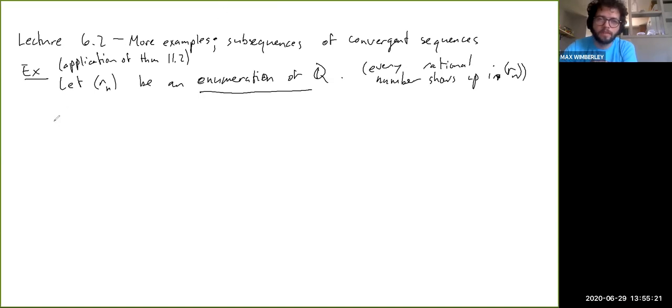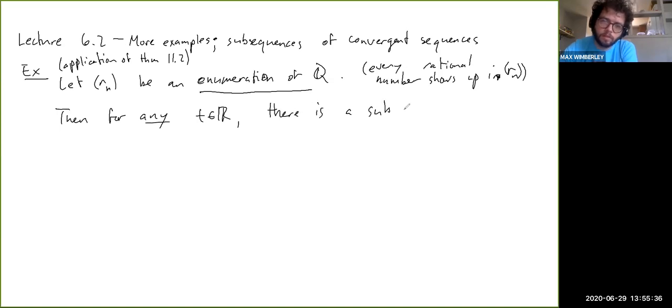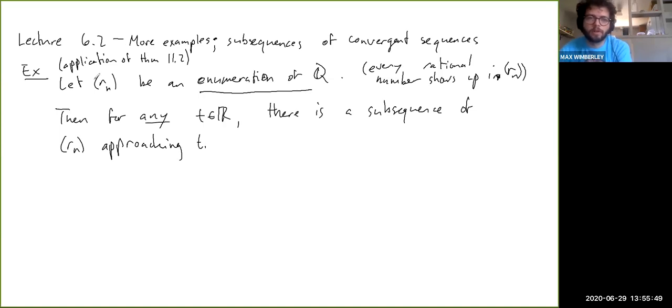So in this case, for example, for any real number t, there is a subsequence of Rn approaching t. Okay, so every single real number occurs as the limit of some subsequence of this sequence.